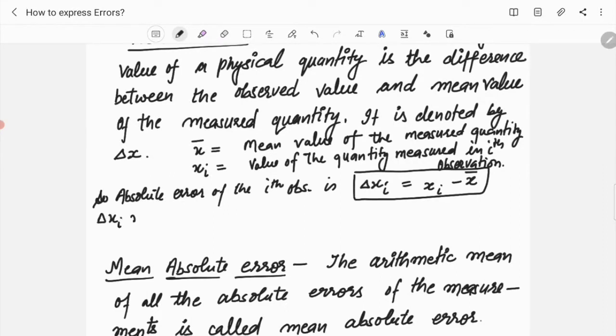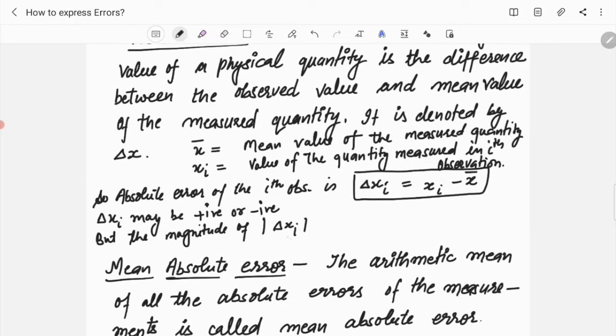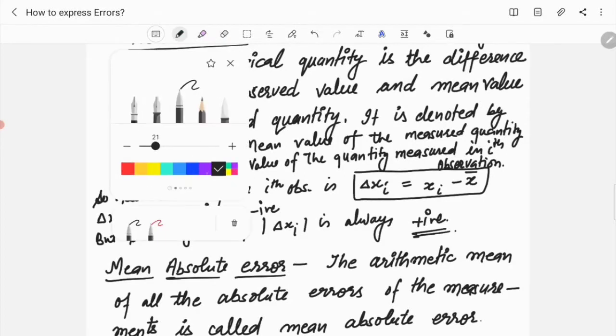Delta xi may be positive or negative. If the mean value is less than the observation, then it will be positive. If the mean value is greater than the observation, then it is negative. But the magnitude of delta xi, meaning mod of delta xi, is always positive. So this is the absolute error of a physical quantity.